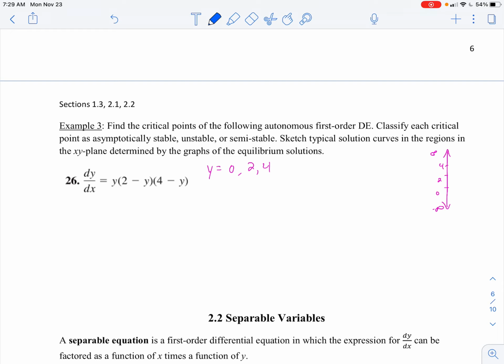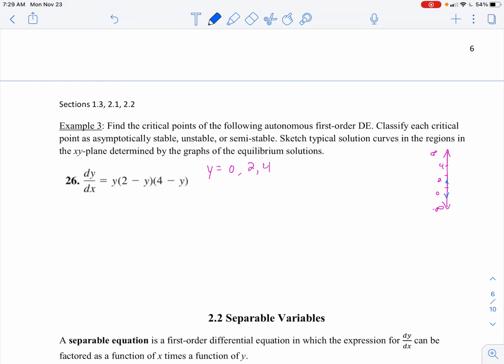So let's pick a number between negative infinity and 0. Let's say negative 3. If we choose negative 3, it's going to have a negative, positive, positive. So we're going to be negative, going downwards. Between 0 and 2, let's pick 1. So we have positive, 2 minus 1 positive, and 4 minus 1 positive. And so we're going to be positive.